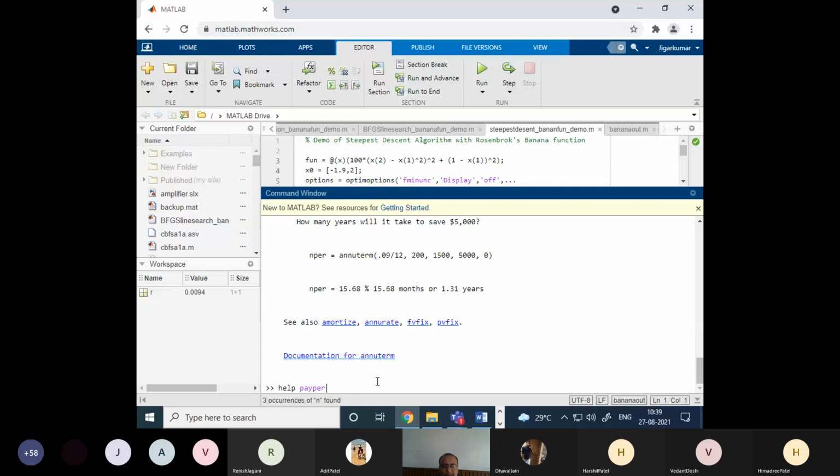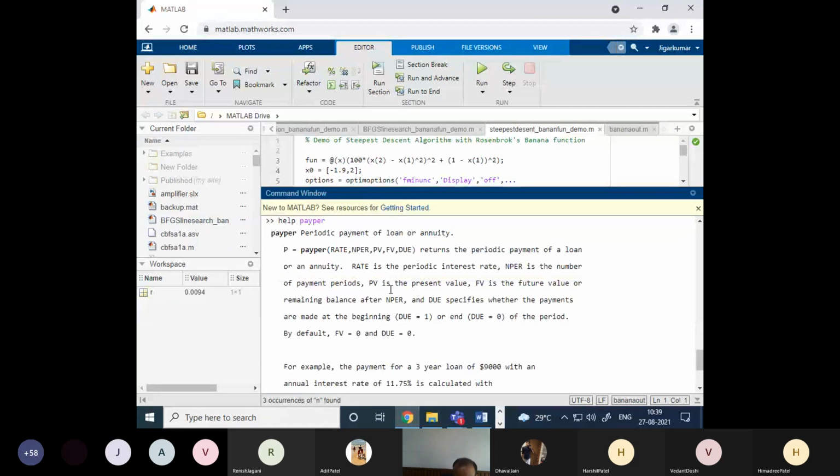Out of these so many functions, some functions are most useful. Some other functions you can just keep in mind or in the document, and whenever required, we can refer to them. This is a very important function. It returns the periodic payment of a loan or annuity. If I know the rate, companies usually specify the nominal annual rate, and the number of periods. If they are paying the annuity monthly, you have to divide this rate by 12. If they are paying the annuity half yearly, you have to divide this rate by 2, and so on.